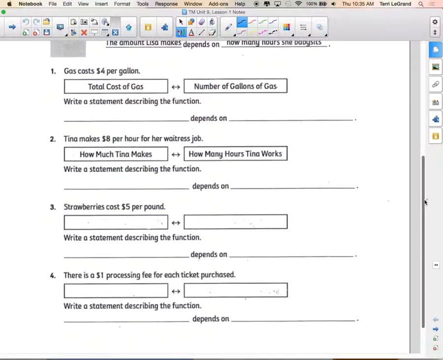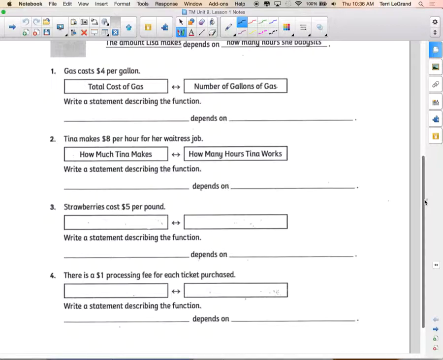So in the first one, gas costs $4 per gallon. Notice that the two changeables are already written there for us. The total cost that you'll pay for gas, and the other is the number of gallons of gasoline. So which one would depend on the other? Would the total cost of the gas depend on the number of gallons of gas, or would the number of gallons of gas depend on the total cost of the gas? Which one do you think, which one would depend on the other?